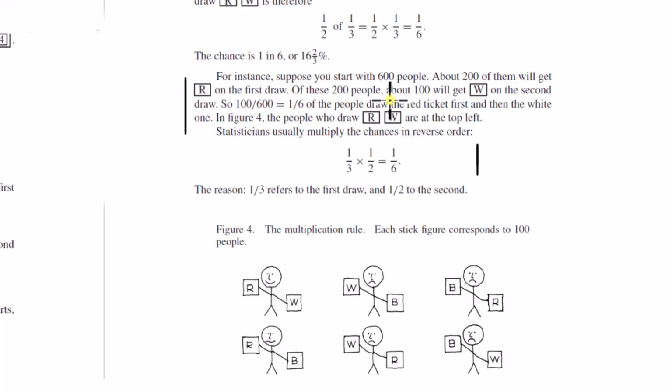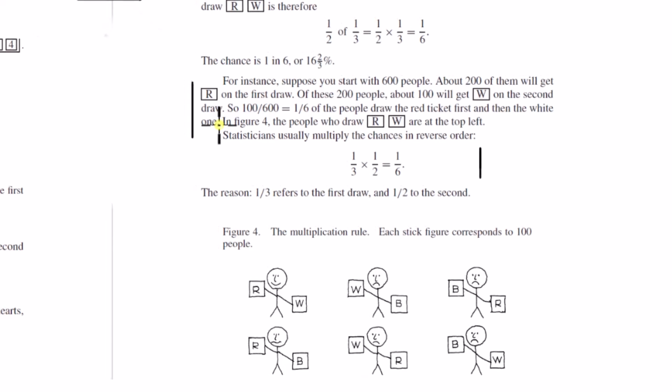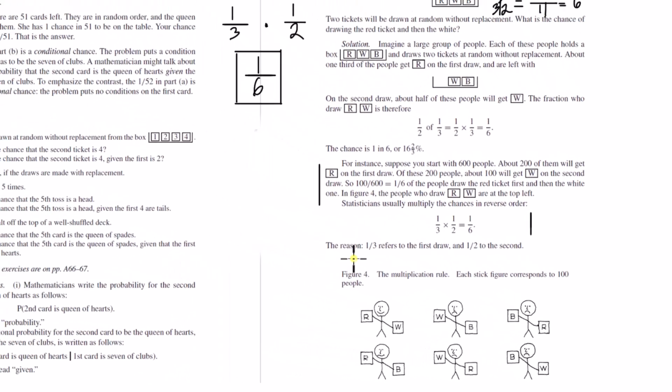Okay, what's going to happen is, once you do this an infinite number of times, when you take the ratios of the different results to the total number of results, the results where a red ticket was picked first and then a white ticket are going to be very close to 1 in 6. Not exactly 1 in 6, but extremely close. It's going to approach, so 1/6 is what?